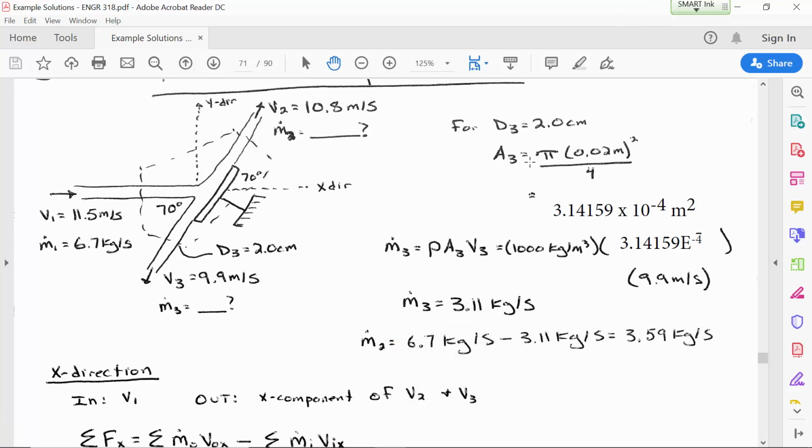I've got the mass flow rates up on the screen now if you want to double check your values for m dot 3 and m dot 2 and how they were calculated.